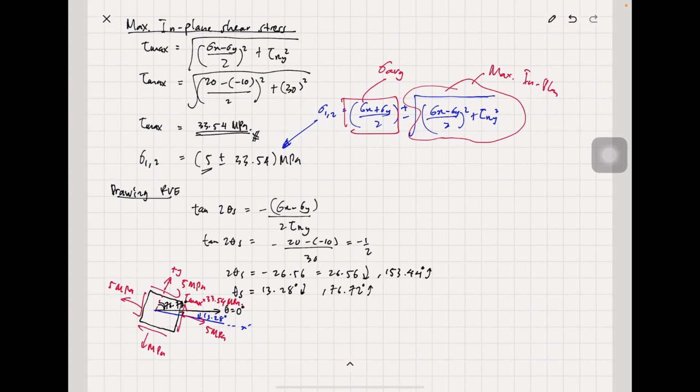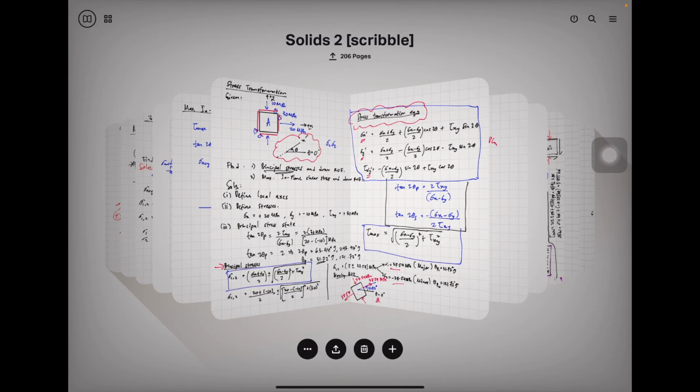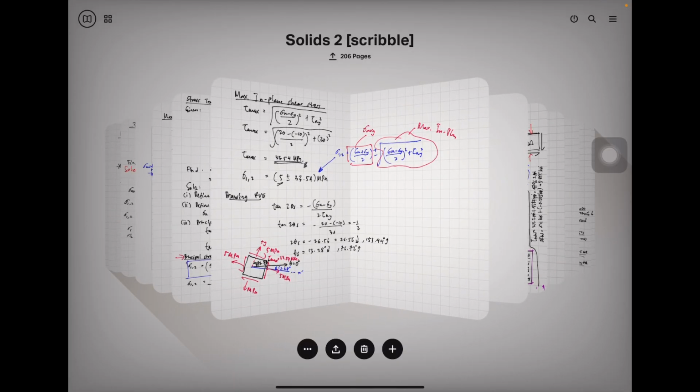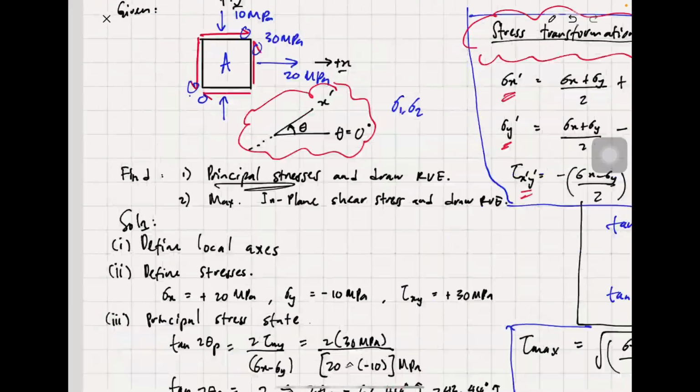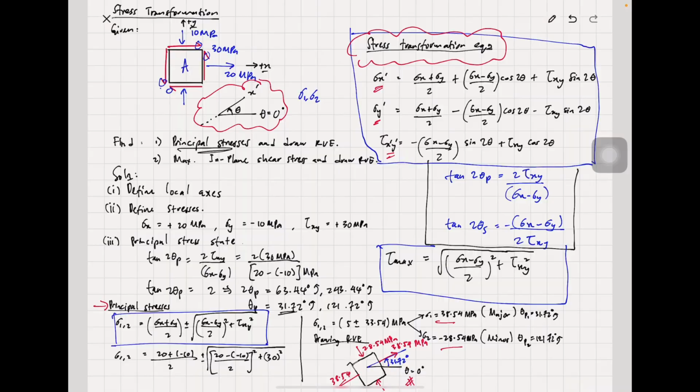So this example, as an introduction for stress transformation, we have calculated and drawn the RVE for both questions, maximum in-plane shear stress and draw the RVE. We have done that, and I'm using slightly different values just to show the connection between the stress transformation equation, how to use the equation for principal stress and maximum in-plane shear. And I believe this is the first time you are seeing this formula, which is very important.